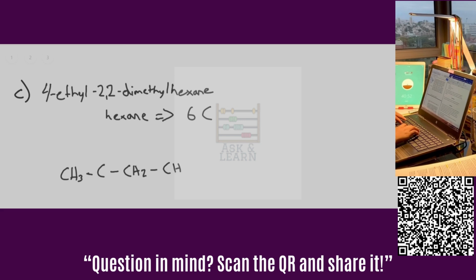We're going to have 2 methyl groups at the second carbon, so no hydrogens. CH2, we're going to have an ethyl group at position 4, and then we finish our hexane chain. And we draw in our substituents, 2 methyl groups on the second carbon, and an ethyl group on the 4th carbon.